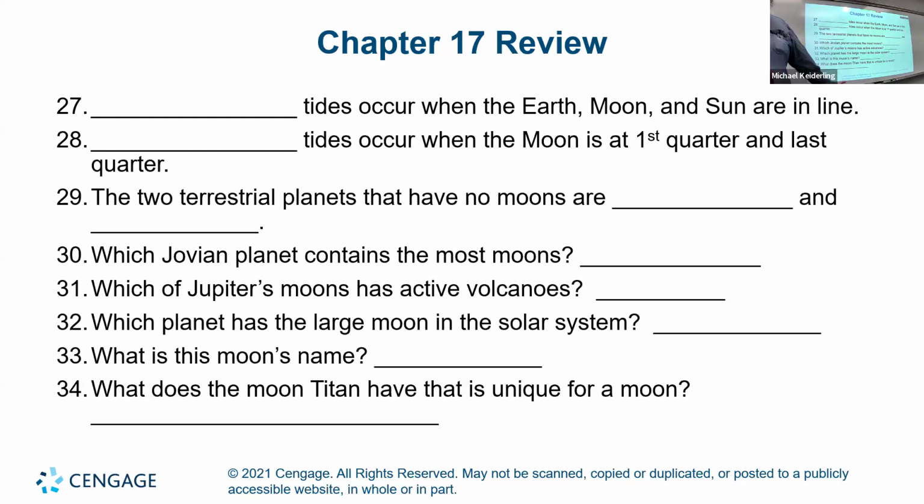The two terrestrial planets that have no moons are Mercury and Venus. The Jovian planet with the most moons is Saturn. Your book might say Jupiter, but that's a little out of date. I think it's been updated though. I don't recall. I had to change the answer on the question.